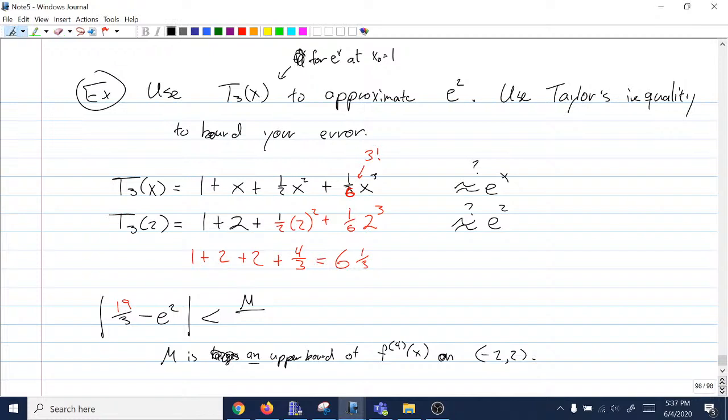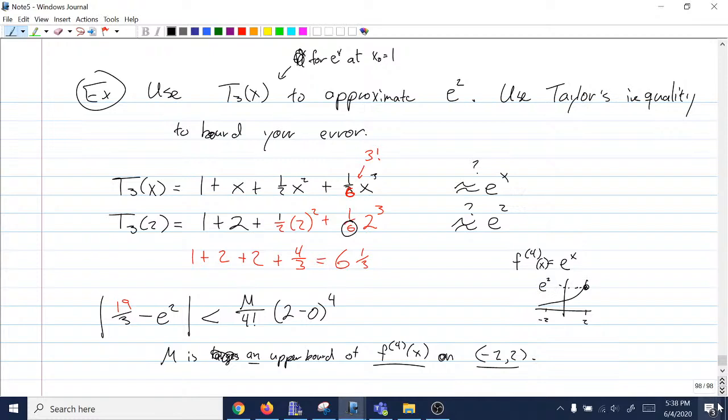It's less than M over, not over 6, it's over the next factorial, which is 24, 4 factorial, times 2 minus 0 to the 4. How big is M? What's the biggest that the fourth derivative of e to the x gets? Well, the fourth derivative of e to the x is e to the x. How big does e to the x get from -2 to 2? The biggest it gets is e to the 2.